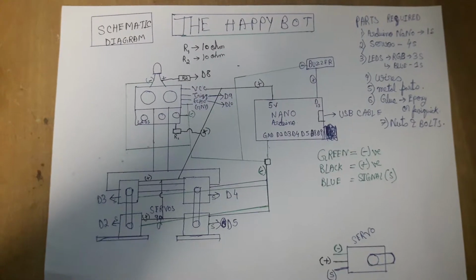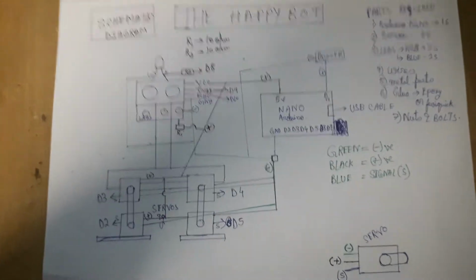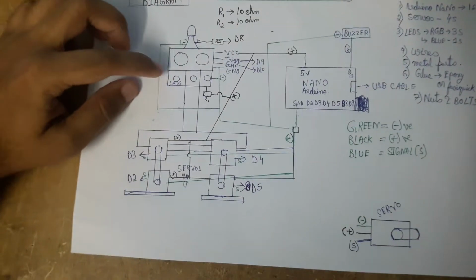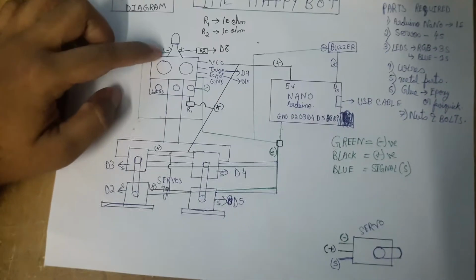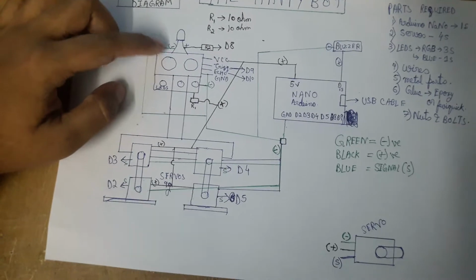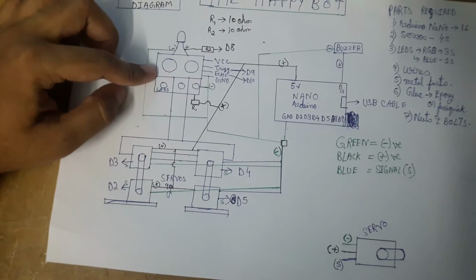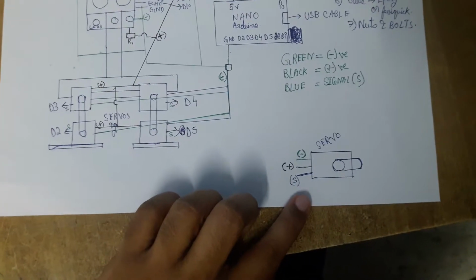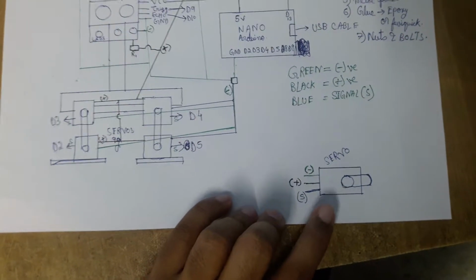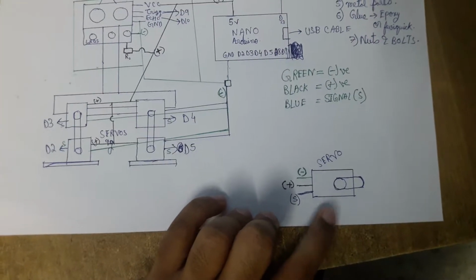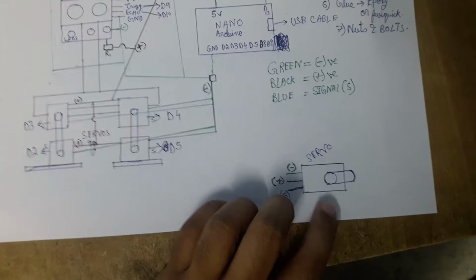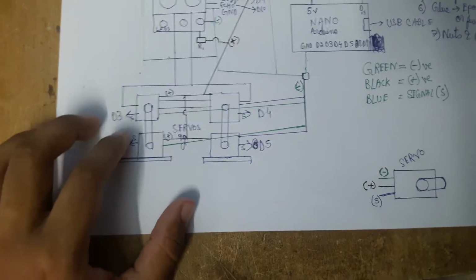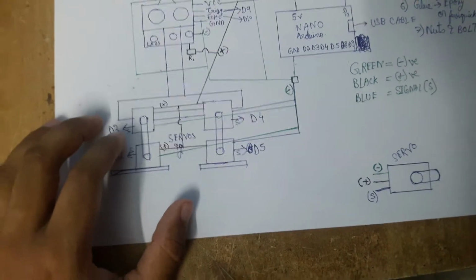Now let's come quickly to the schematic diagram of the bot. Here, as you can see, this is the ultrasonic module, these are the LEDs, DRLs, and this is the glow LED that will work when you place a hand before that ultrasonic sensor. These are the servos, and when doing that, you have to ensure that the servos are at 90 degrees. All have to be at 90 degrees, otherwise your bot will not work, and it may topple.